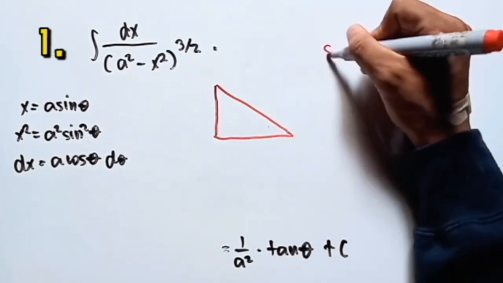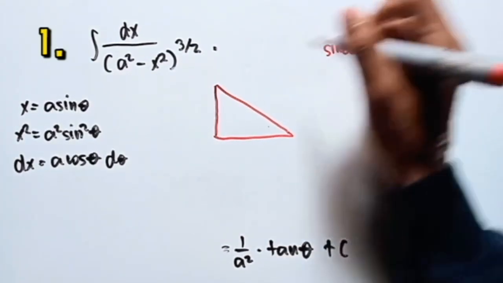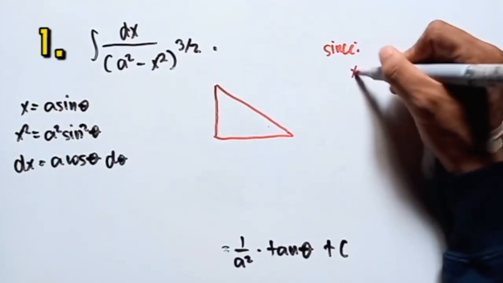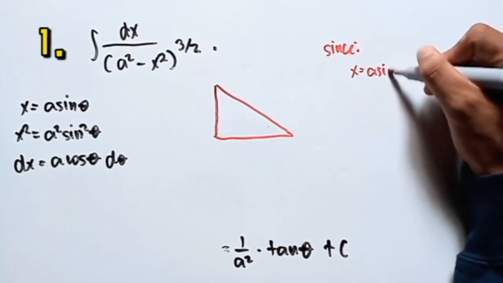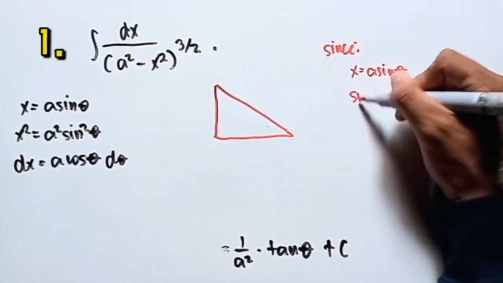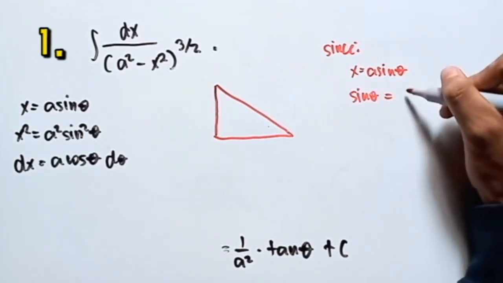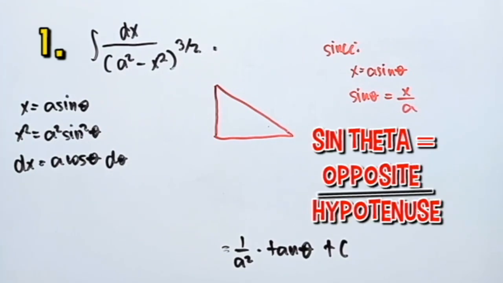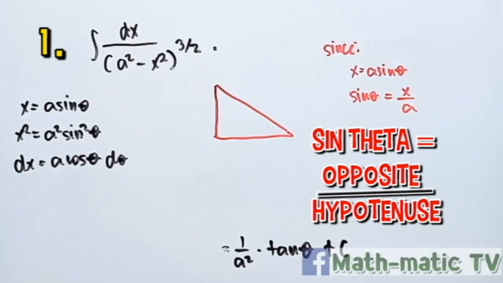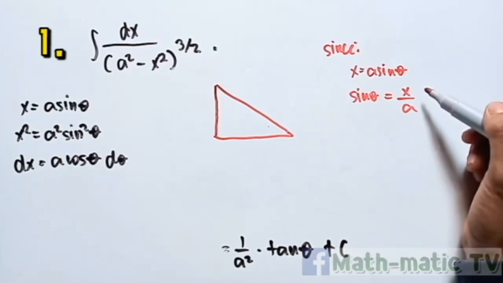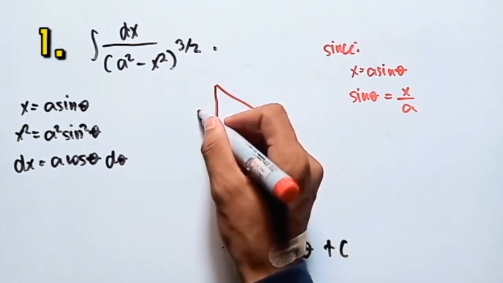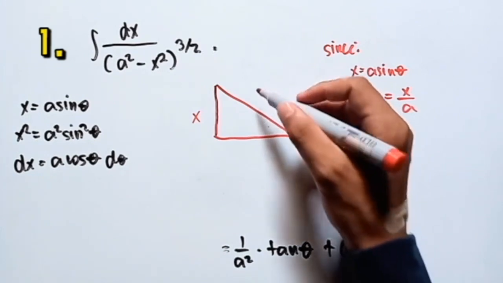Okay, since the given equation is x equal to a sine theta, sine theta is equal to x over a. If you remember, sine is equal to opposite over hypotenuse. So x is the opposite and a is the hypotenuse. So this is the opposite side, which is x, and the hypotenuse is a.